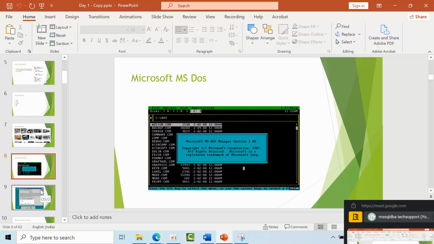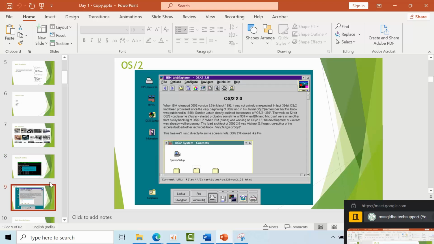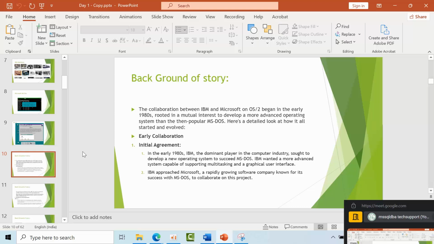Now IBM also had an operating system. They called it OS/2, and this was like the latest version at that time. Now this is not functioning at all, but at that time it was all the latest. There was a little background story.